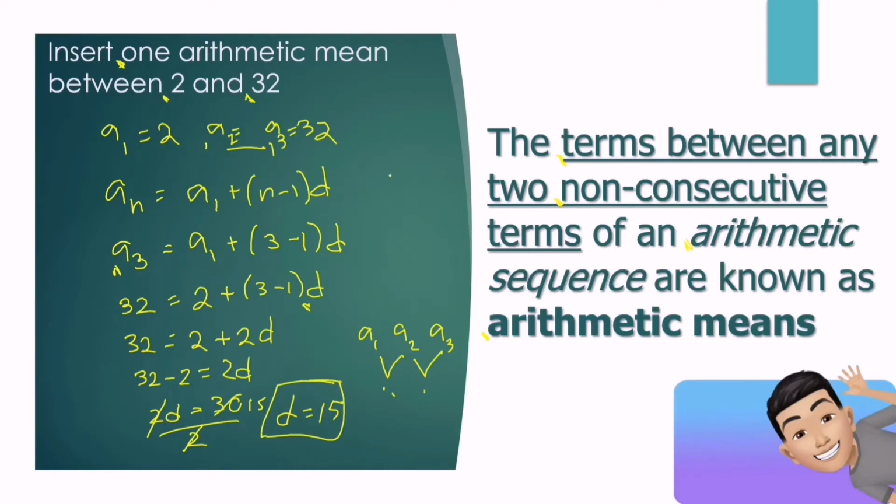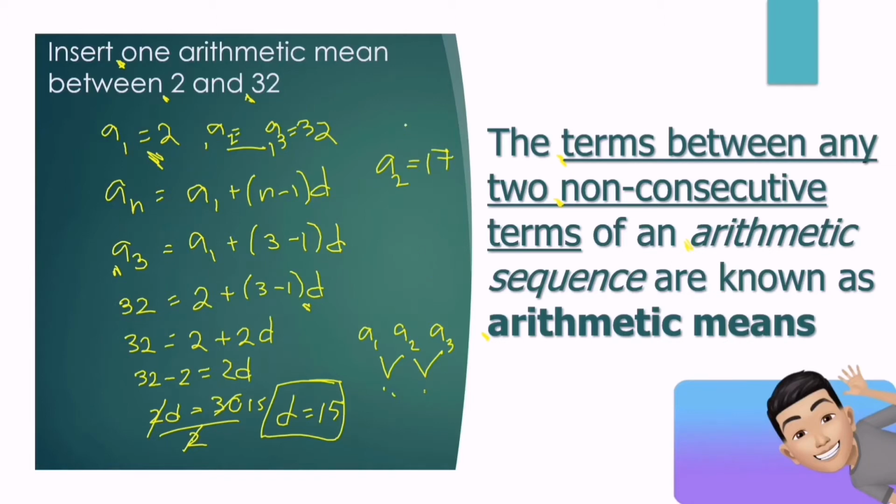So, for us to identify what is a sub 2 or an arithmetic mean between 2 and 32, we just need to add 15 to a sub 1. What is 15 plus 2? 17. Okay, tama. So, a sub 2 equals 17.